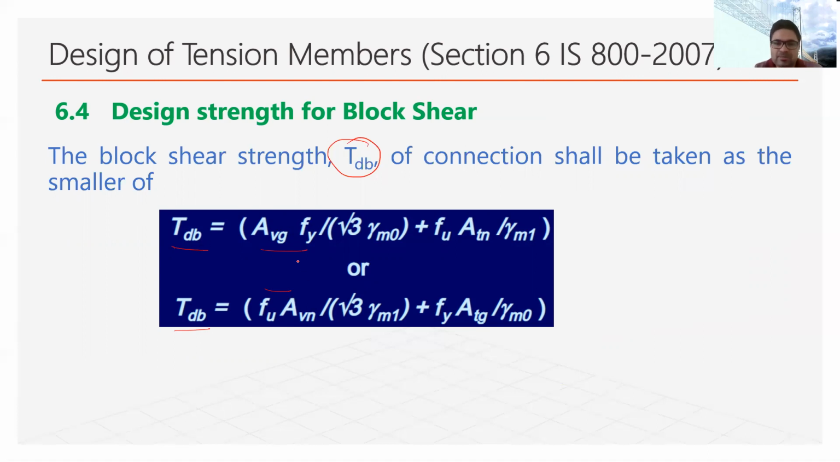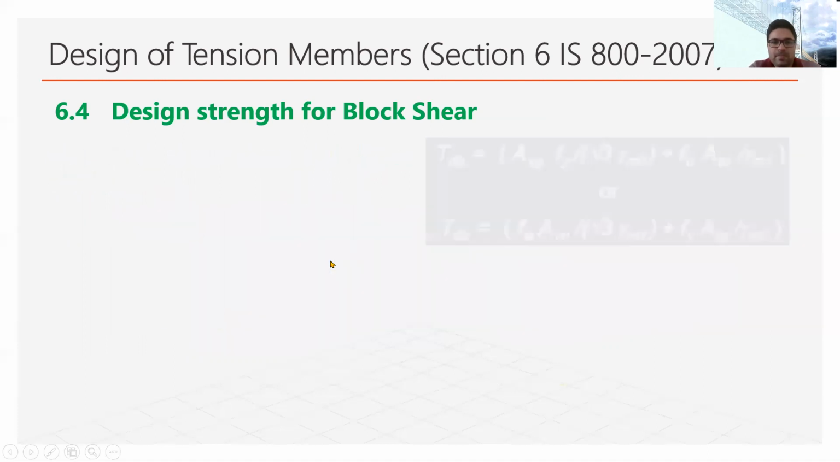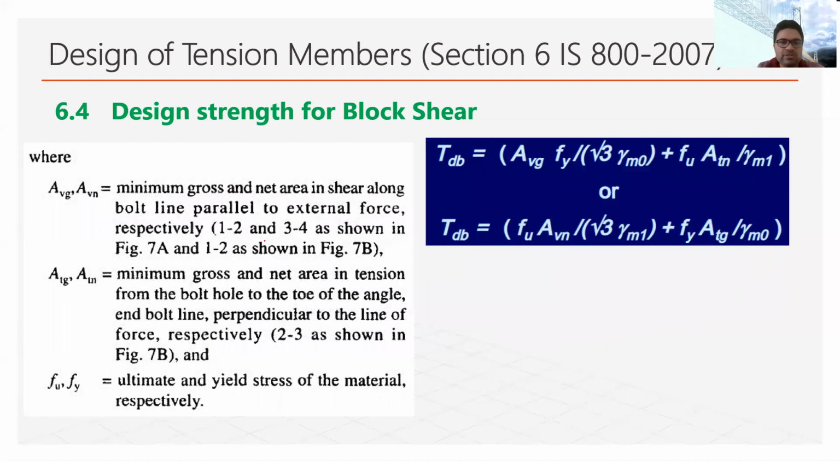In this there are some terms being used, like AVG, ATN, AVN, ATG. What is the meaning of those? We will understand that. This is the photo of the IS code, where it is clearly mentioned what AVG and AVN are. AVG and AVN are the minimum gross and net area in shear along the bolt line parallel to the external force, respectively. It says line 1 2 and 3 4. Now we will see that in the next diagram.